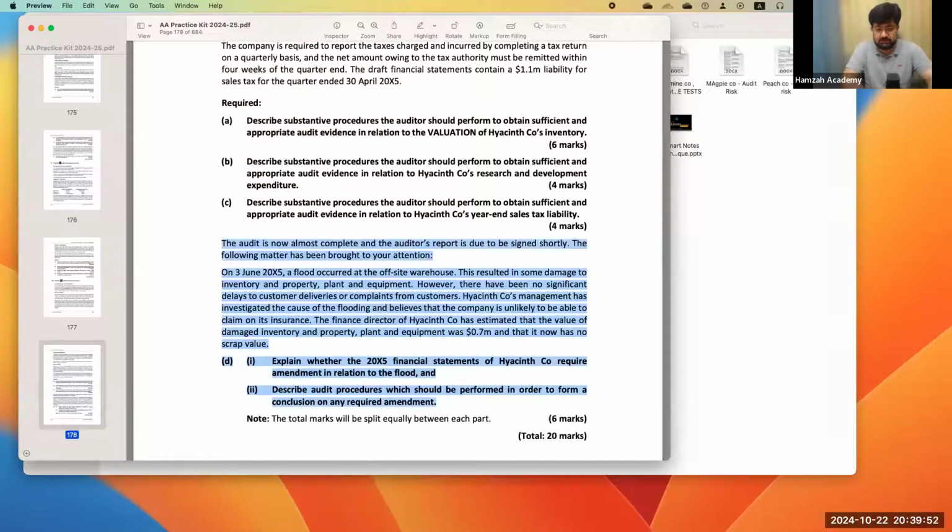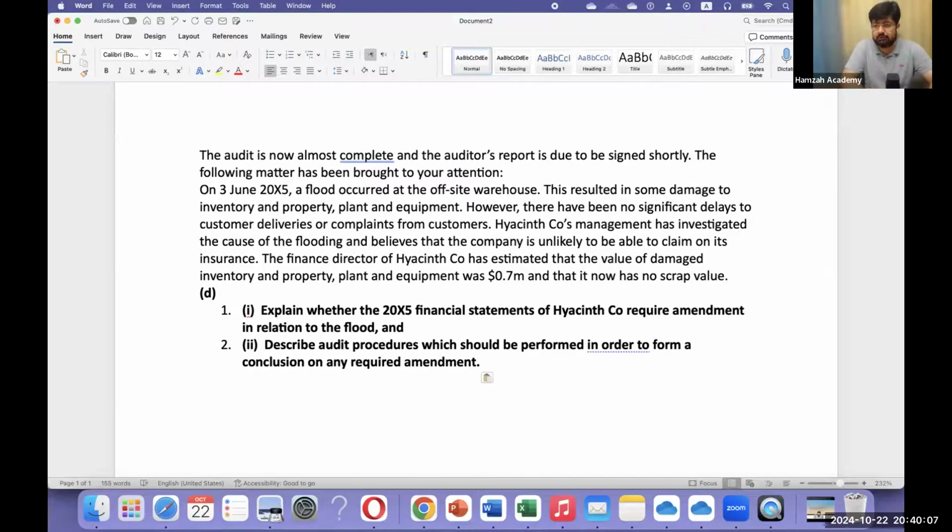Six marks it is. And the question, yes. This is the question in front of you: whether it requires amendment or not. Students, you tell me. It requires amendment or not? What is your opinion? What do you think?